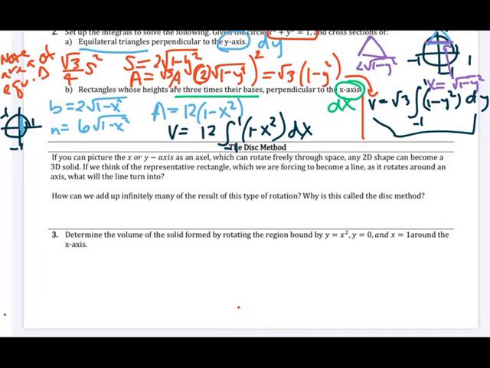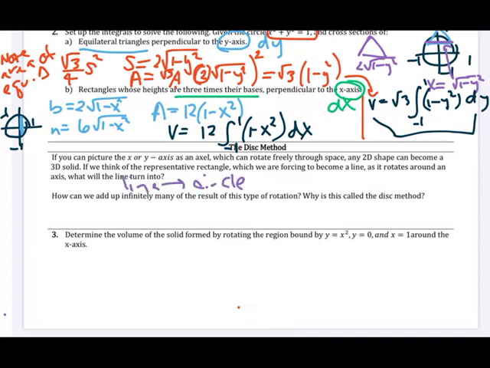The next thing we're going to talk about is the disk method. So here, on these first examples, we were just finding the volume based on cross-sections being formed. If you can picture the x or y axis as an axle where we are rotating a shape through space to get a three-dimensional solid, what happens when we do that is that the lines that we are rotating become circles.